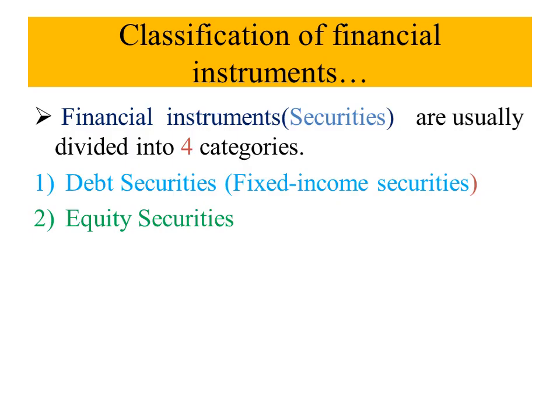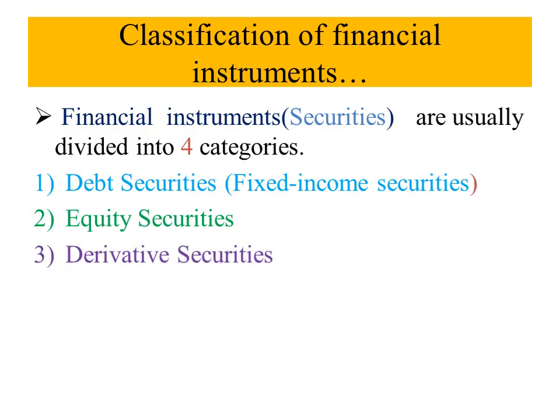The other is equity security. The income is not fixed, and also the time is unlimited, as we discussed in the previous video. We have discussed the differences between equity securities and debt securities.